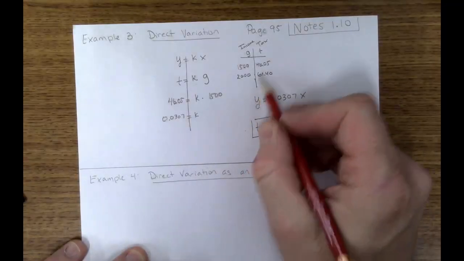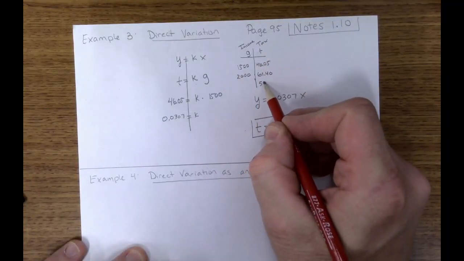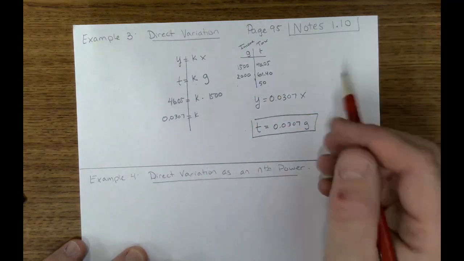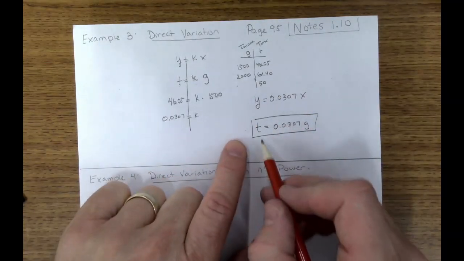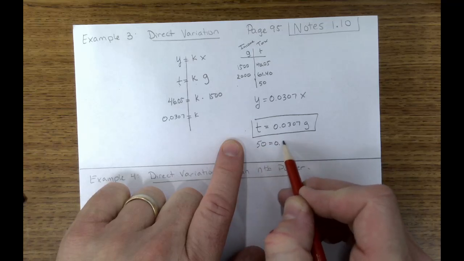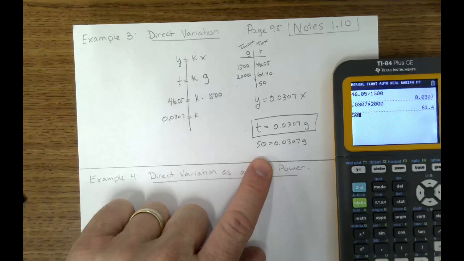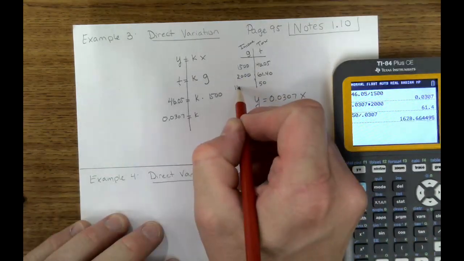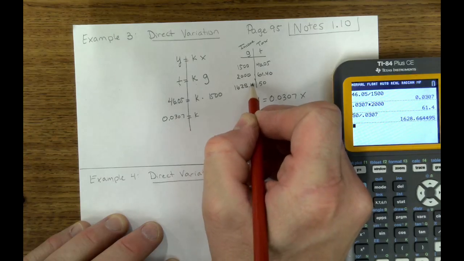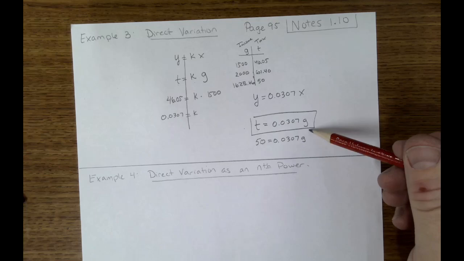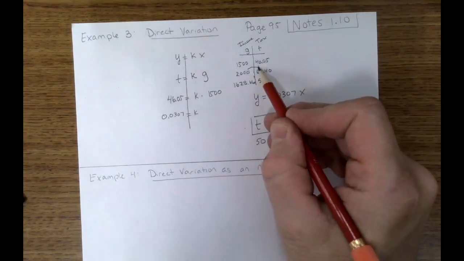Or we can work the other way. What if I know that I paid $50 in tax? How much income did I make? Well, we're going to take this equation, we're going to put a 50 for the tax. And now let's just divide that back. 50 divided by 0.0307. I made $1,628.66. So that's the whole idea of this lesson. Write equations, and then you can take inputs to outputs, or outputs to inputs.